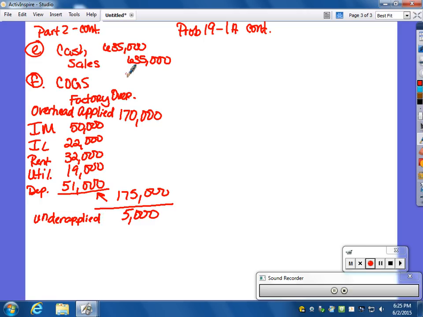Now coming back up here, 5,000. If it was flip flop, it would be over applied. Anytime the applied is less than the actual, then it's under applied. If the applied is higher than the actual, then it's over applied.